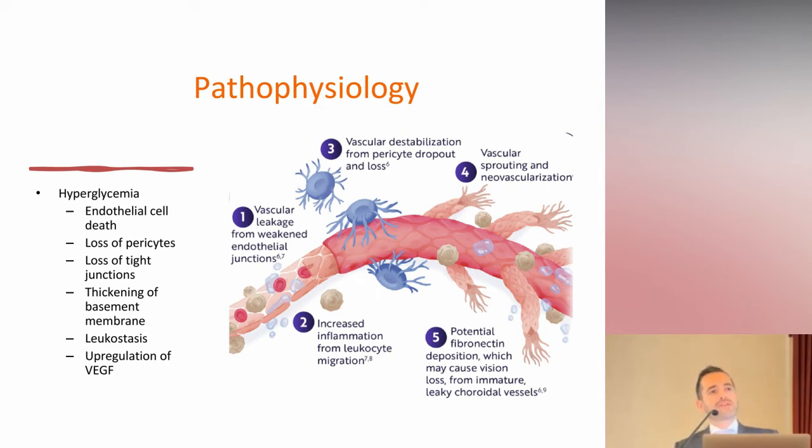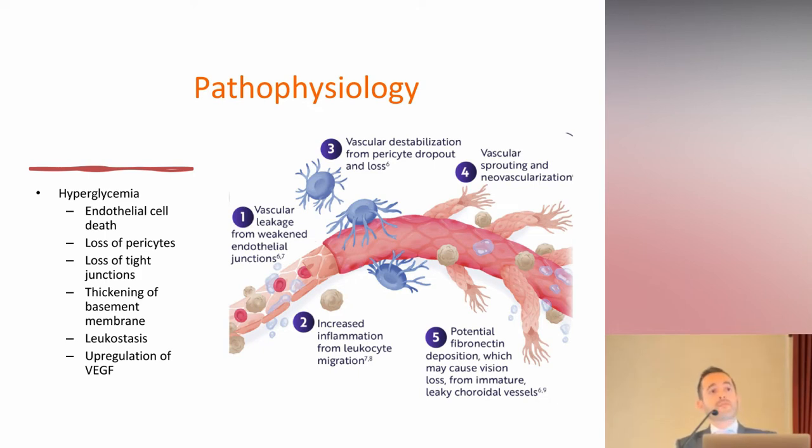So how does diabetes cause damage? We understand that hyperglycemia causes damage to the blood vessel, and it does this by causing damage to the endothelial cells and pericyte cells. The pericyte cells are supporting cells. They basically have a maintenance role in keeping the integrity of the blood vessels.